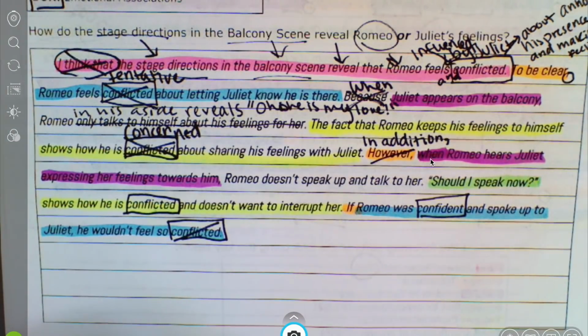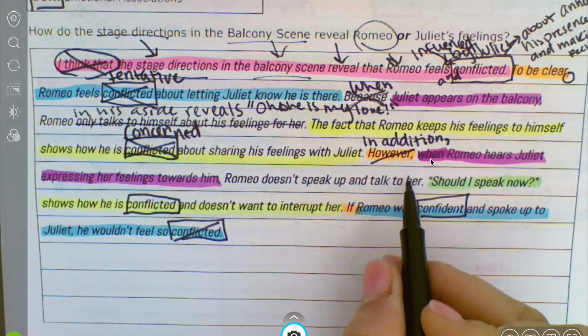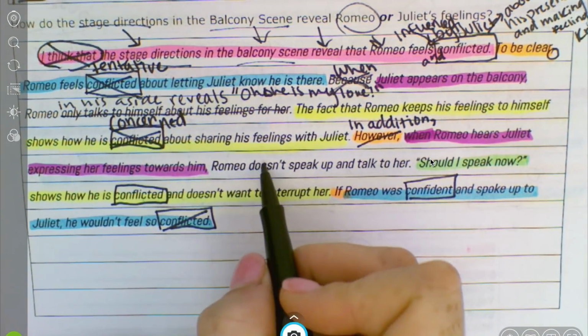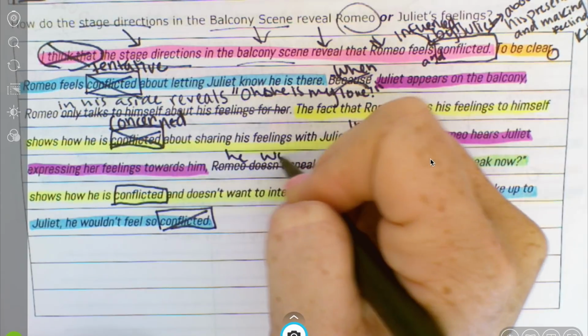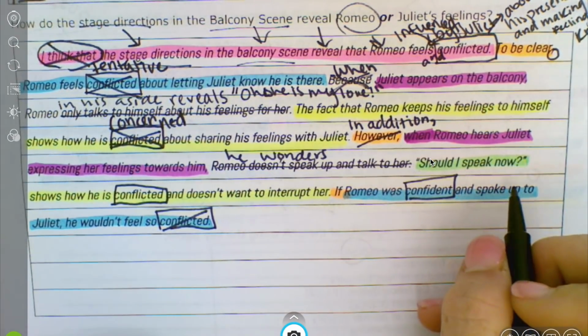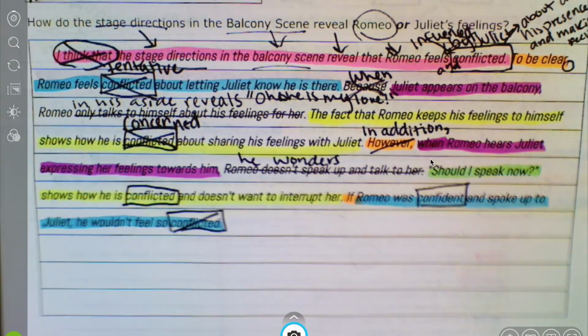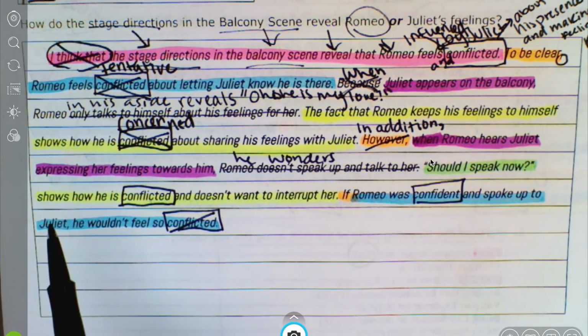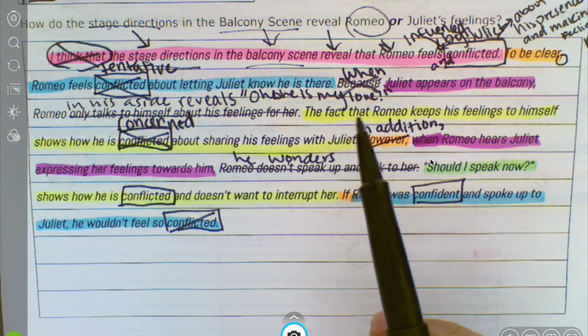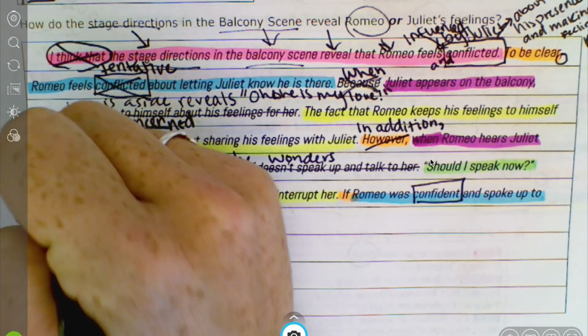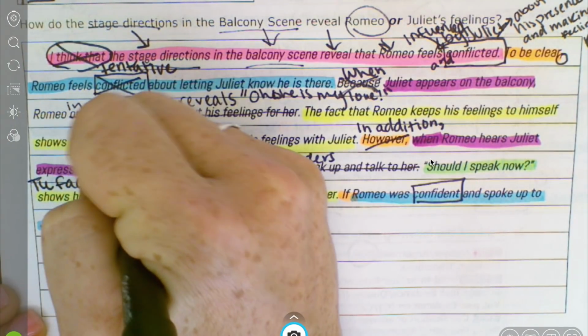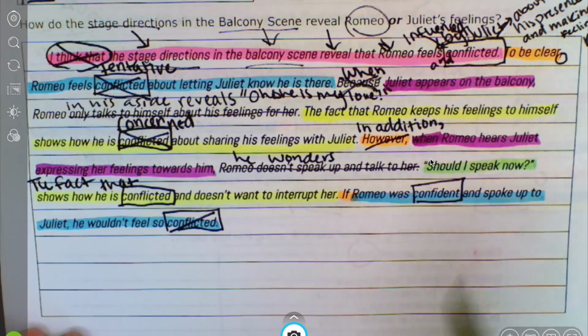So in addition, when Romeo hears Juliet expressing her feelings towards him, we already said he doesn't speak up, and because he's not actually talking and he's in his head, I'm just going to shorten this and say he wonders, should I speak now? And then that can be the end of that evidence sentence. But I cannot start my next sentence with shows how he is conflicted. That would be a dependent clause or a fragment, so that wouldn't work. So I need to restart that sentence, and I want to start it the same way I started my commentary sentence up here. So I'm going to add the fact that, all right? And I'm going to take this idea here.